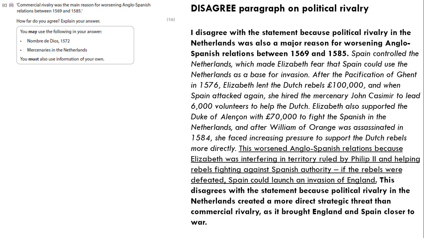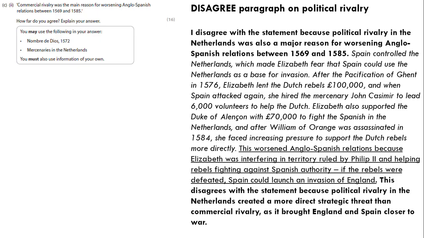This worsened Anglo-Spanish relations because Elizabeth was interfering in territory ruled by Philip II and helping rebels fighting against Spanish authority. If the rebels were defeated, Spain could launch an invasion of England. This disagrees with the statement because political rivalry in the Netherlands created a more direct strategic threat than commercial rivalry, as it brought England and Spain closer to war.